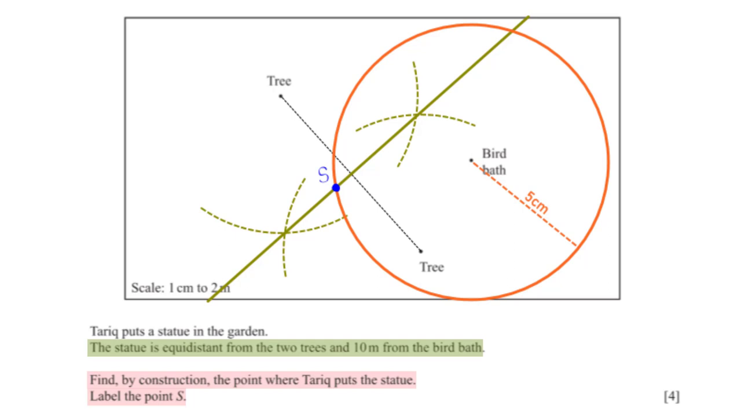The first is that the statue is equidistant from the two trees. And so we are going to draw a line connecting the two trees, and then we draw a perpendicular bisector for this line. The second condition is that the statue is 10 meters from the bird bath. Using the scale given in the question, 10 meters in his garden is equal to 5 centimeters on the scale drawing. So by opening your compass to 5 centimeters apart, draw a circle around the bird bath. The intersection point of the line and the circle is where Tariq puts his statue, and so we are going to label this point S.